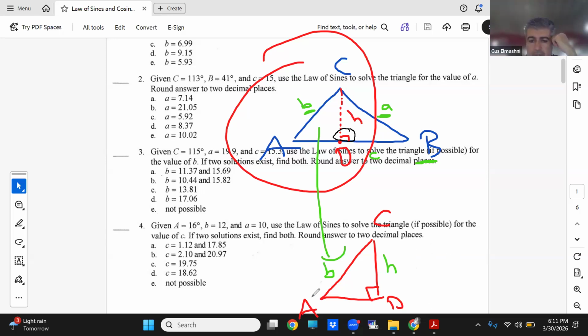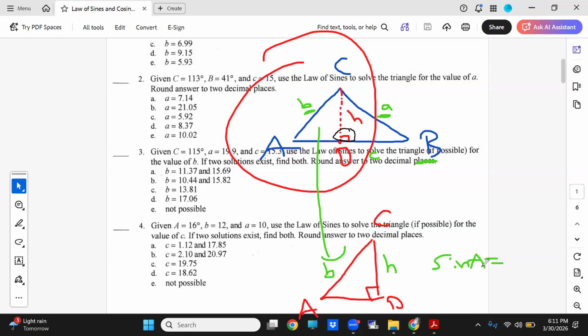So now let me ask this question. If I take the sine of angle A, what would that equal? H? Over.